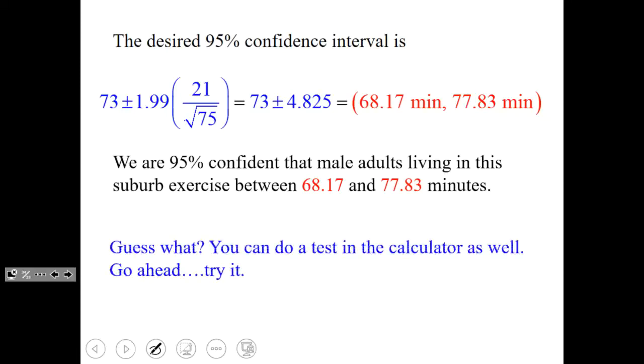You can also test in the calculator. Now, I say on here, go ahead and try it because you could have had the coffee data from previous questions still loaded. And in that case, I'll pull up the test.